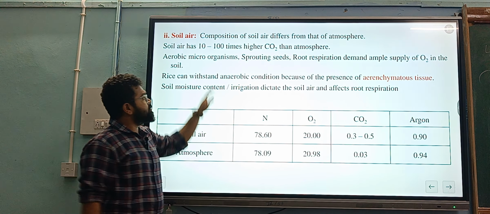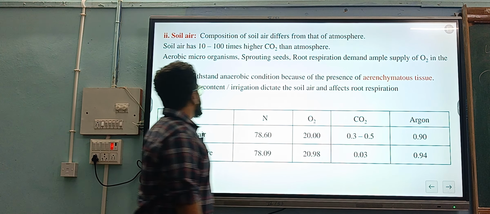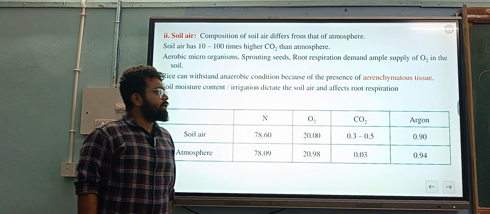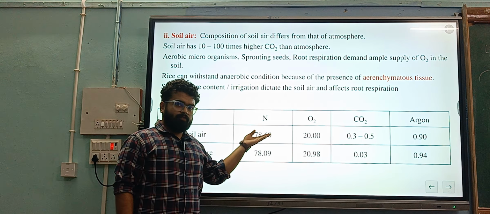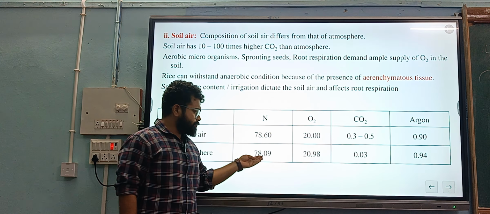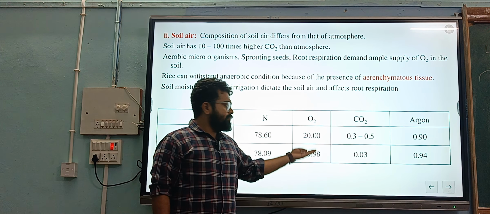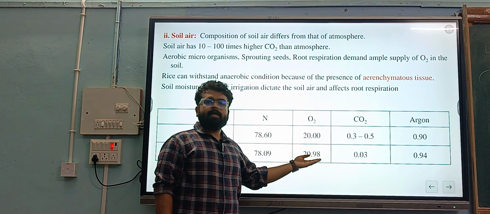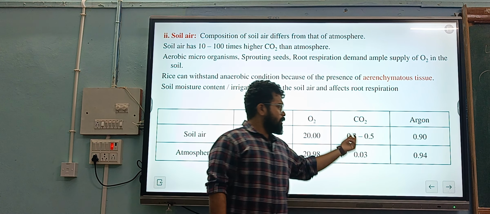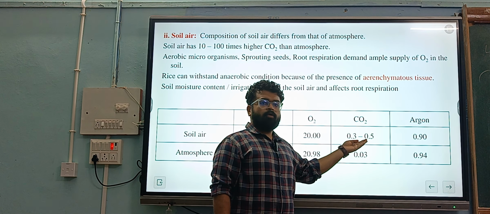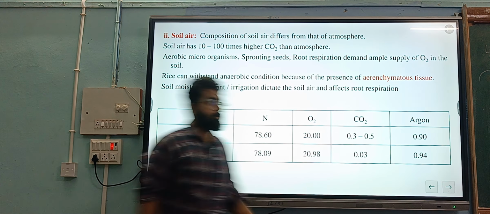Rice can withstand anaerobic conditions because of the presence of parenchymatous tissue, and soil moisture content dictates the soil air and affects root respiration. If you see the composition, the soil air nitrogen is 78.6%, whereas in the atmosphere it is 78.09%. With respect to oxygen, the soil content is nearly 21% and in air it is 20%. Carbon dioxide is 0.03 to 0.5% in soil, while in the atmosphere it is 0.03%.